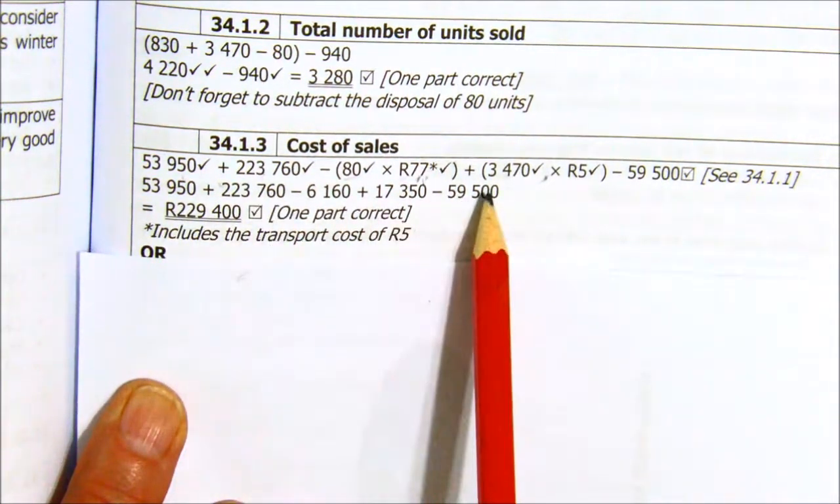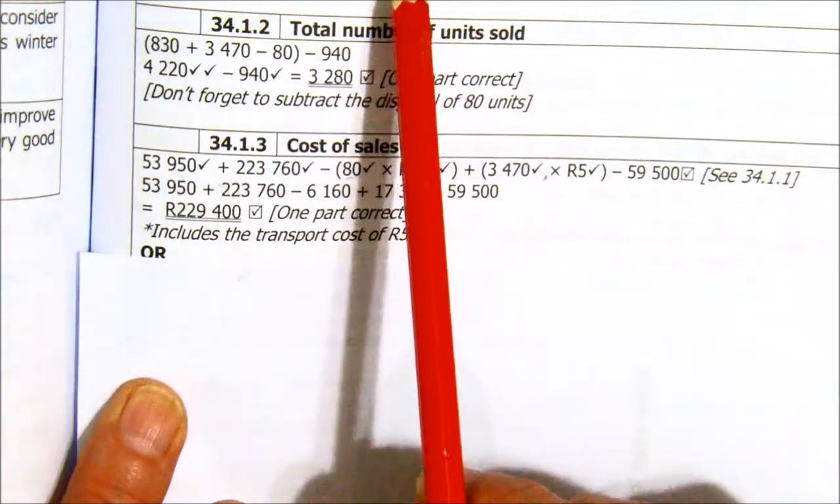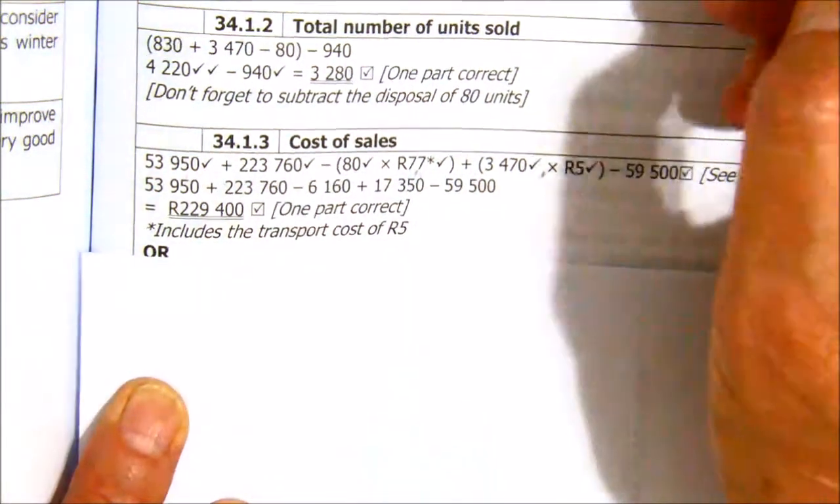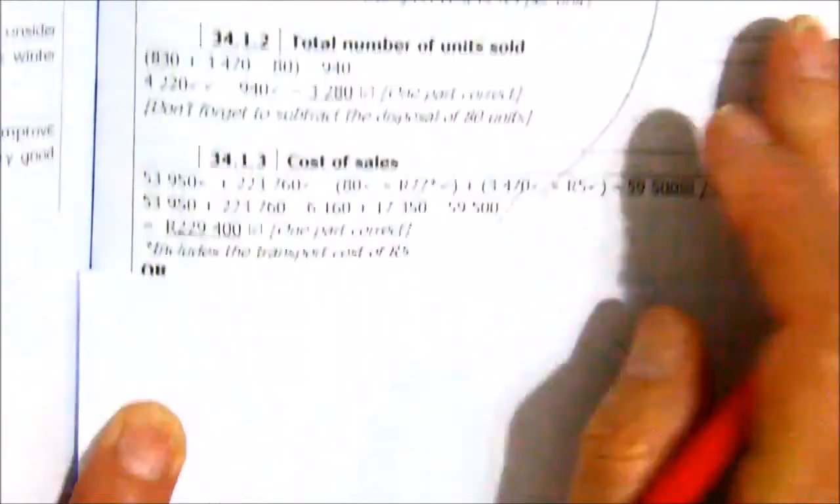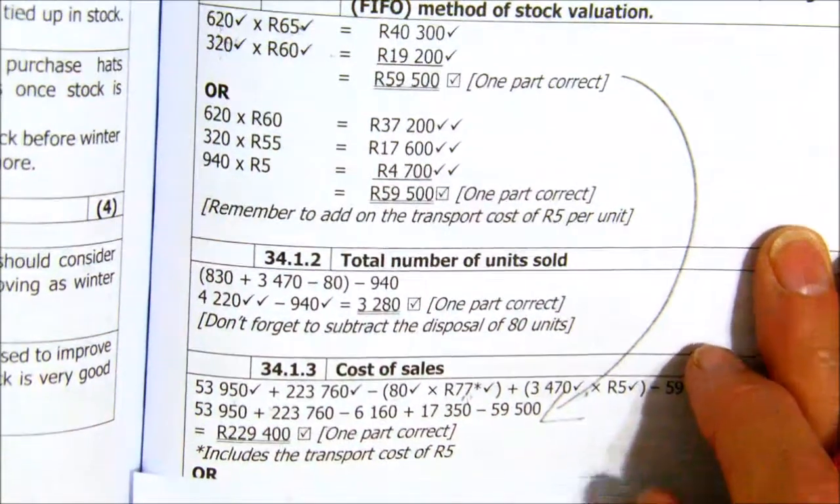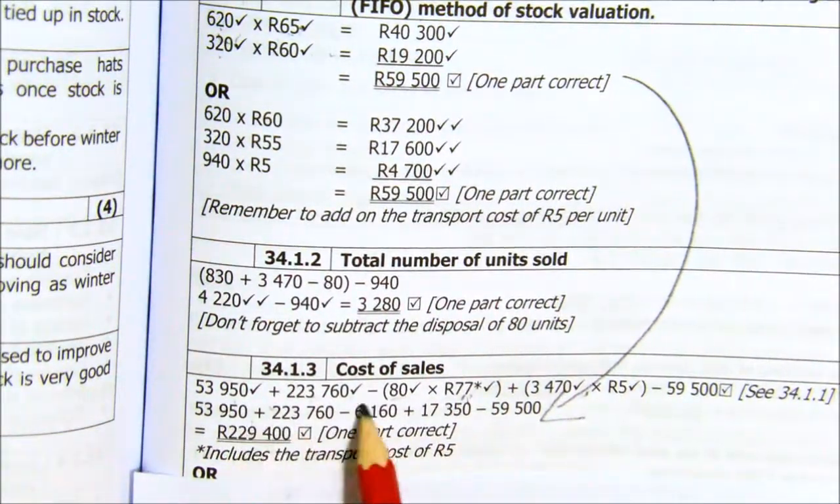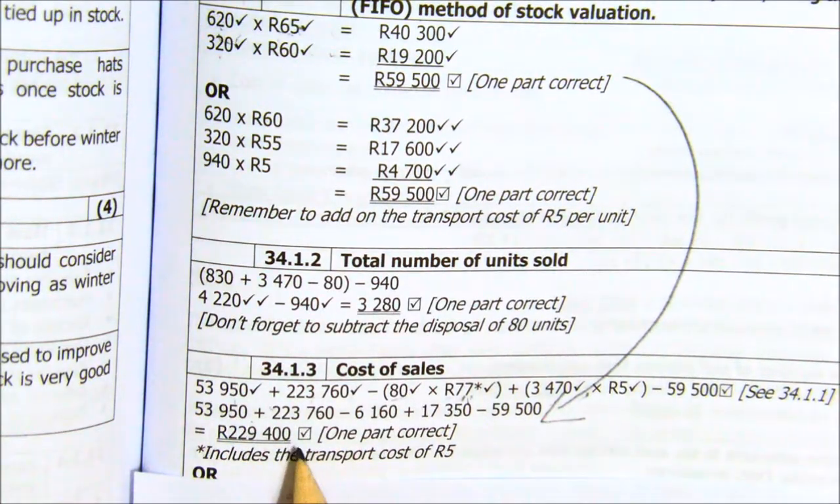And finally, you need to minus the closing stock that you've just calculated, and there's your cost of sales.